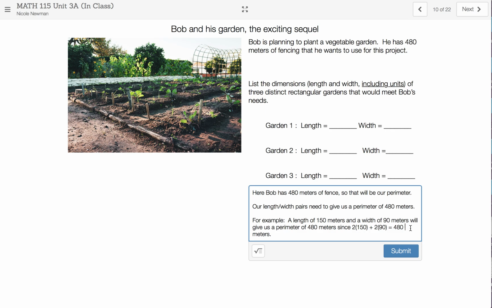So check your perimeters here. Twice your length plus twice your width should equal 480 on this screen. It's the difference between area and perimeter from the first Bob to the second Bob.